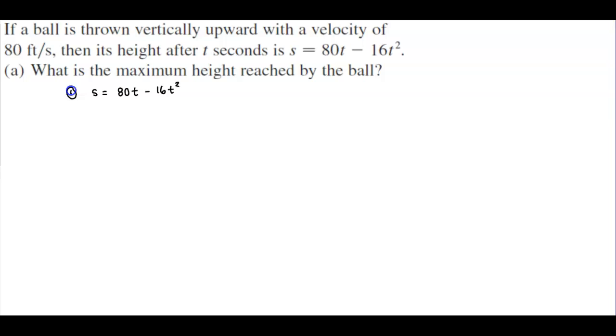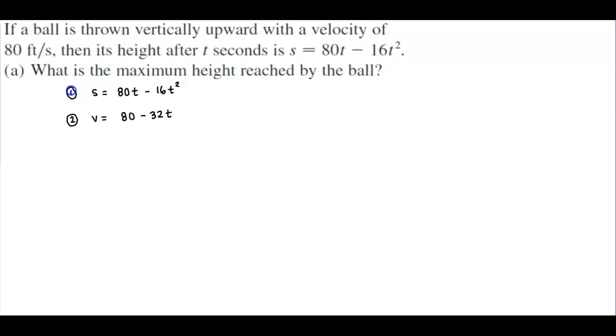Okay, and so what we want to do is find the velocity function. So the velocity is taking the derivative of the position function. So we get 80 minus 32t. And so what we want to do is figure out what is the time when the velocity is equal to 0, meaning what is t.